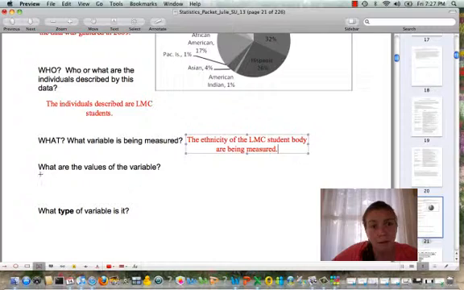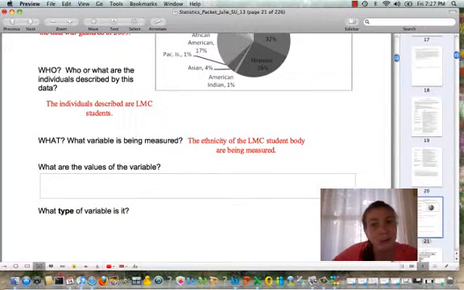So let's go ahead and make that list of the values here. So in this case, because this is category data, all these are categories, the values are the categories.